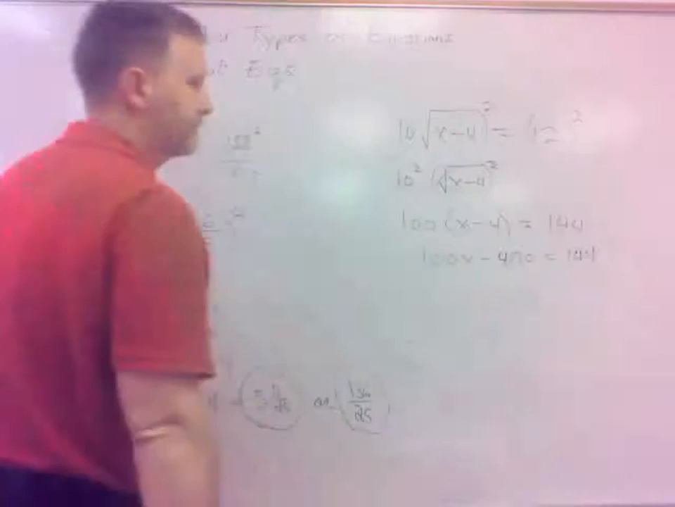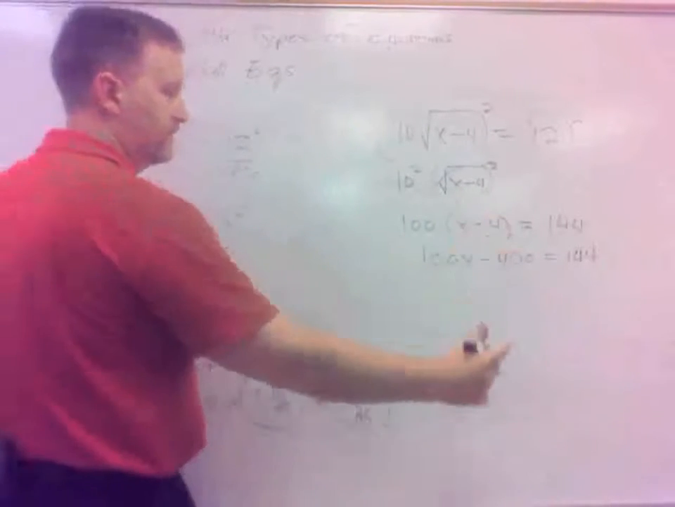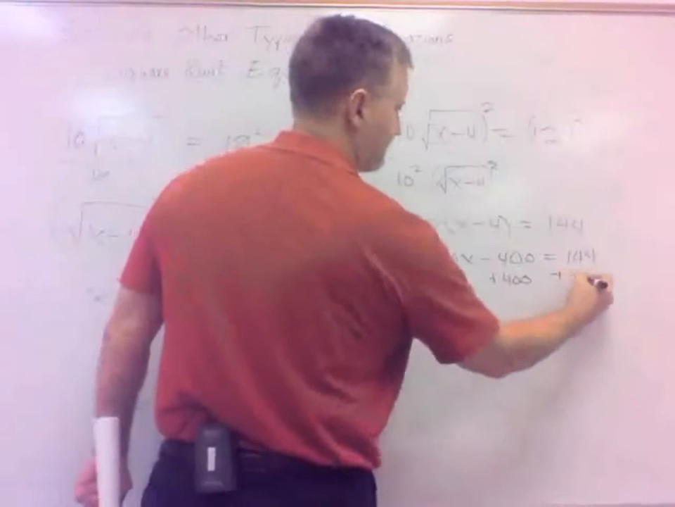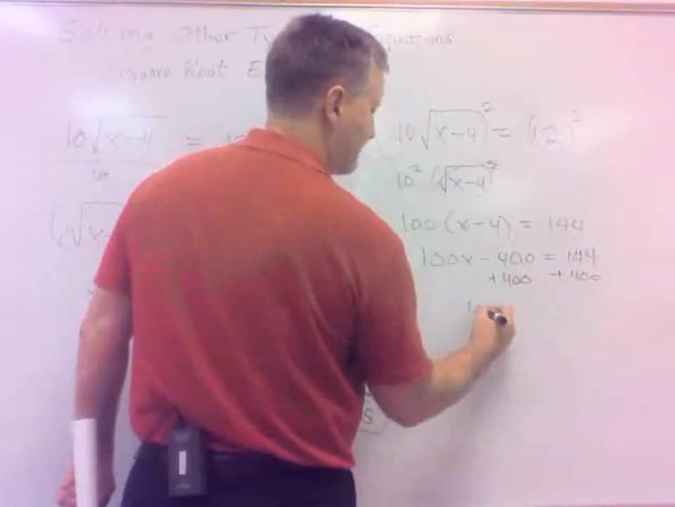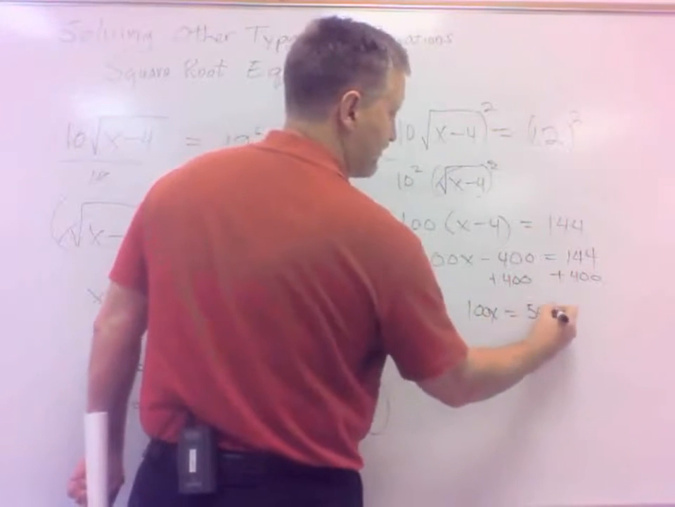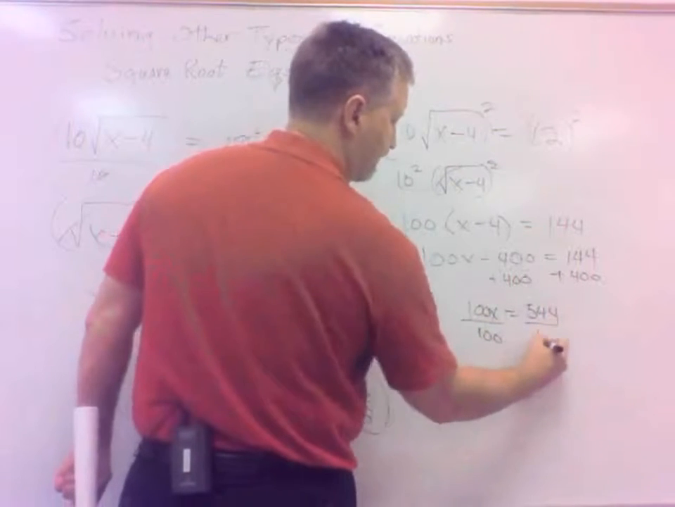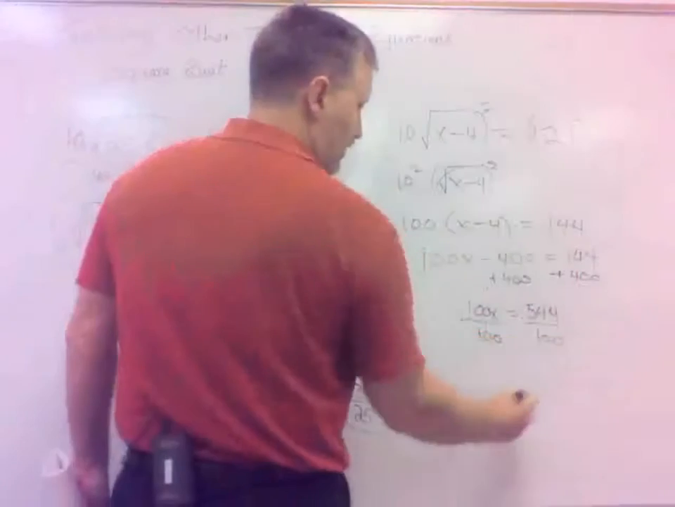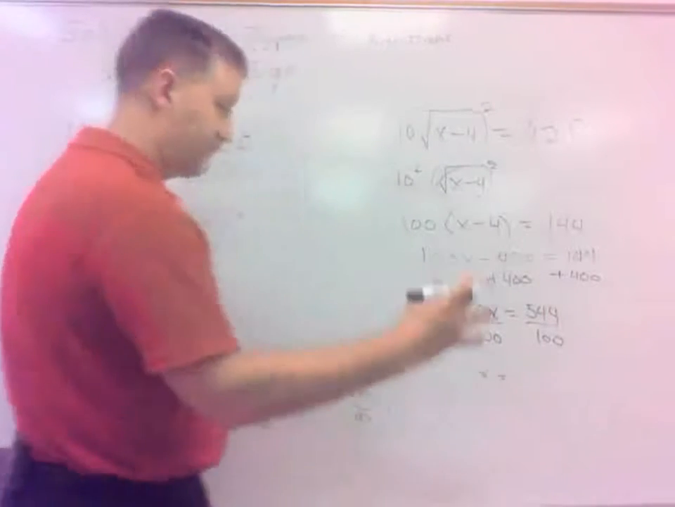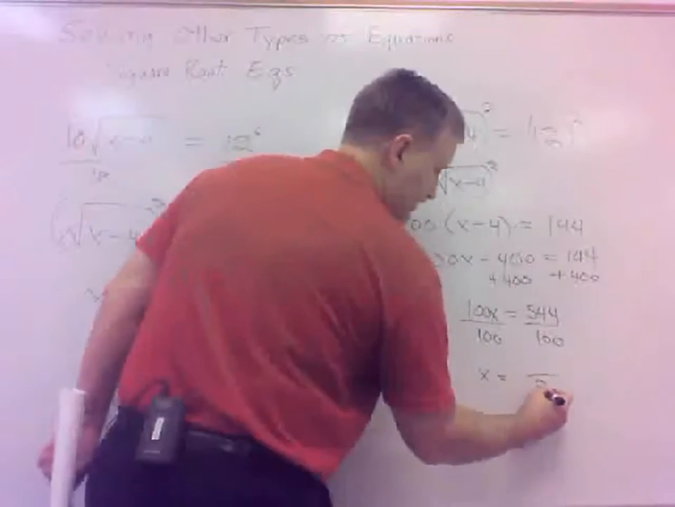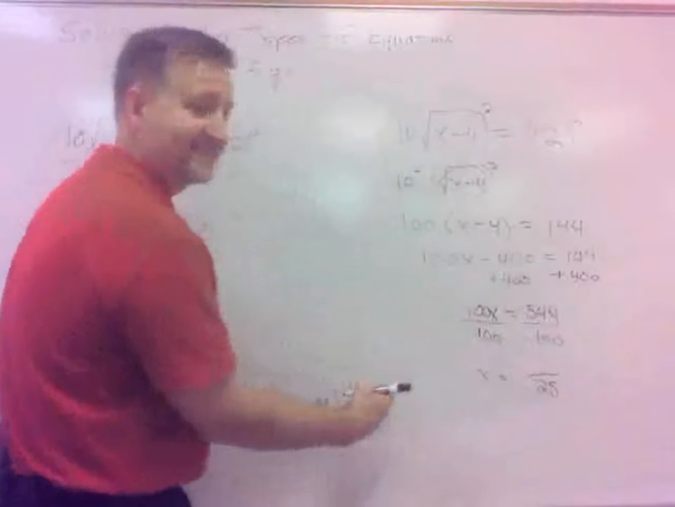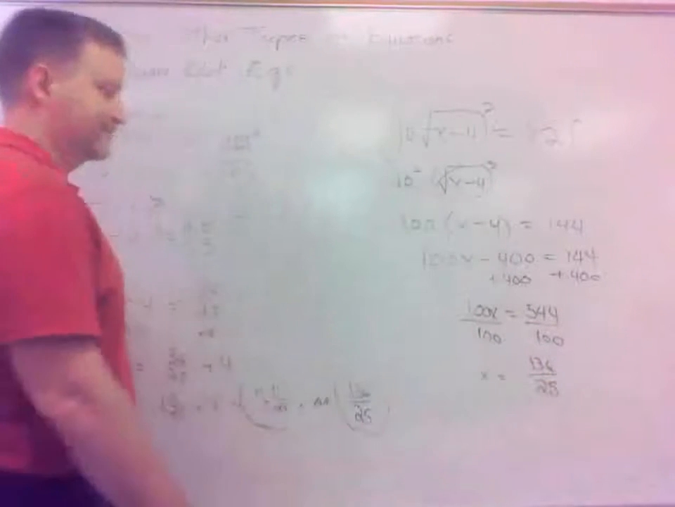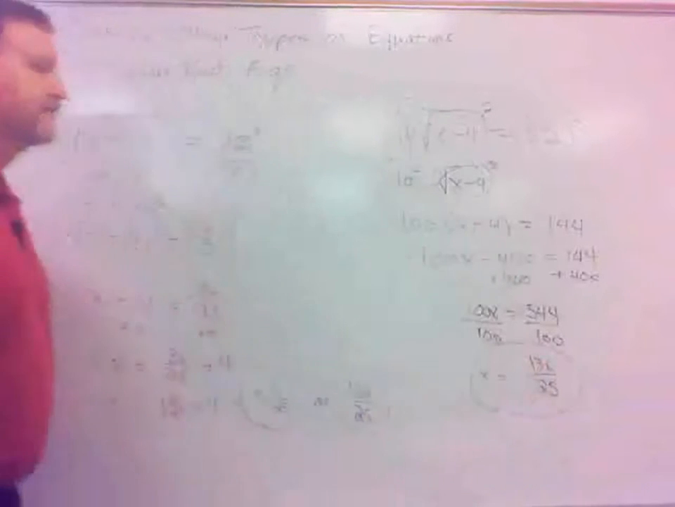Yes, it would. Add the 400 and divide by 100. It should get us something close to that. Yeah. I get 544 over 100, which reduces by 4. The bottom would be 25. Is that 136? 544 divided by 4? Hopefully it's 136. I think so. Okay.